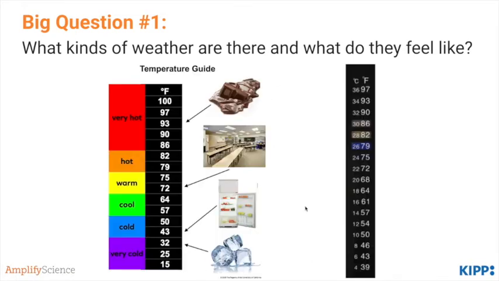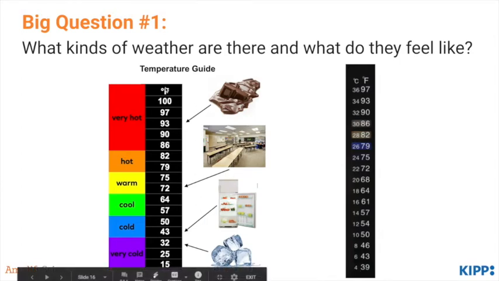In the next lesson, students learn how we measure weather. They learn about temperature and the range of temperatures that we might see on a thermometer, from very cold all the way up to very hot. Students will have this as a reference guide in their notebooks and as a slide in the PowerPoint deck for the remainder of the unit.